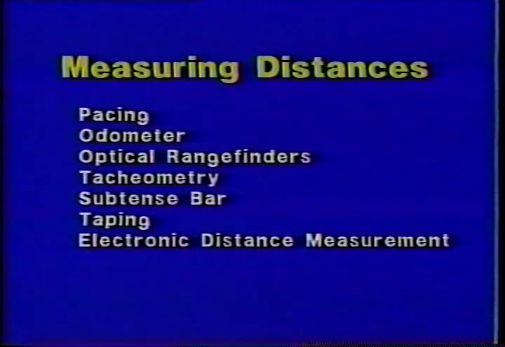There are several different methods of measuring horizontal distances. These methods include pacing, odometer readings, optical range finders, tachymetry, better known here as stadia, subtense bars, taping, and electronic distance measurement. We'll discuss taping and EDM measurements in detail in a few minutes. Let's briefly discuss the others now.